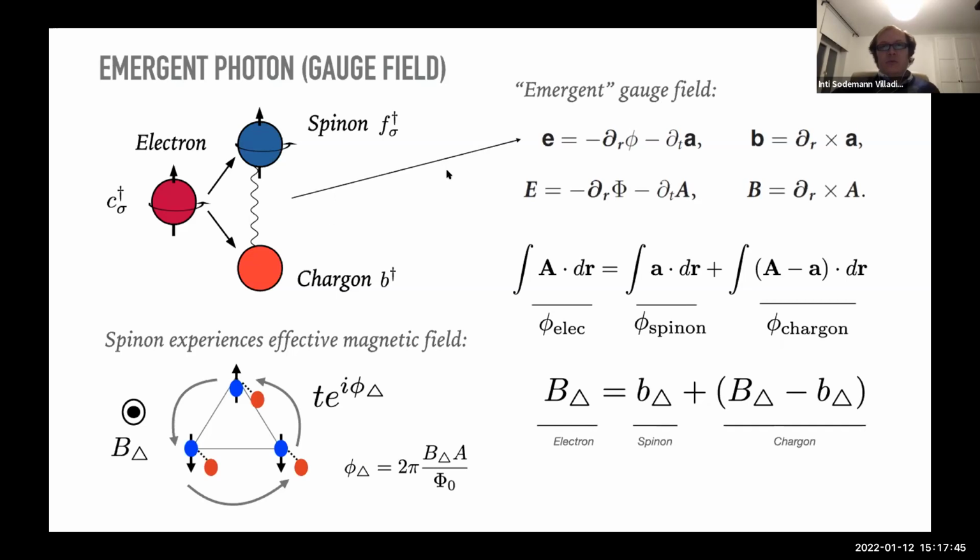And so there will be emergent electric fields and emergent magnetic fields associated with these emergent gauge fields, which I denote here by lowercase e and lowercase b, and capital letters again refer to the physical electromagnetic fields. What happens is, when the spinon hops around a plaquette, when it completes a closed loop in the lattice, by following the same rule that the phase splits among the spinon and the chargon, you will convince yourself that the spinon and the chargon can separately experience a different magnetic field than the one you are applying on the electron.